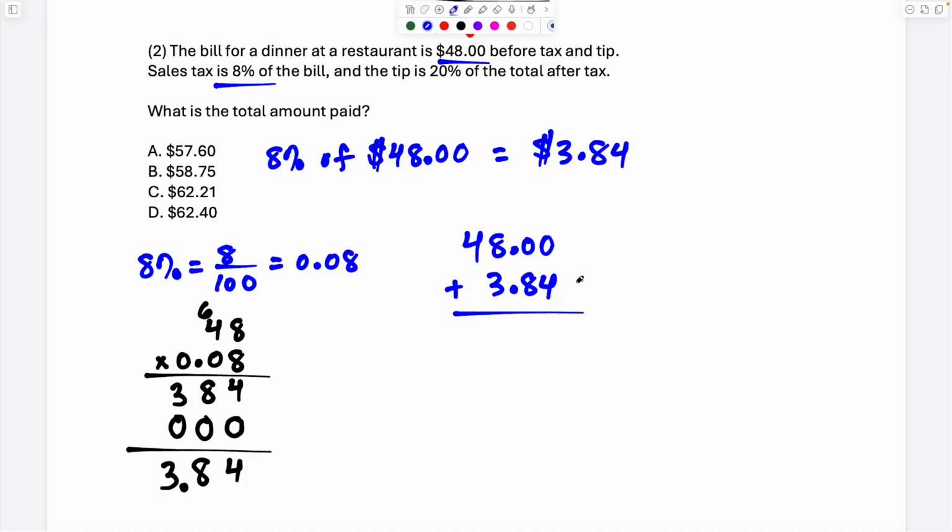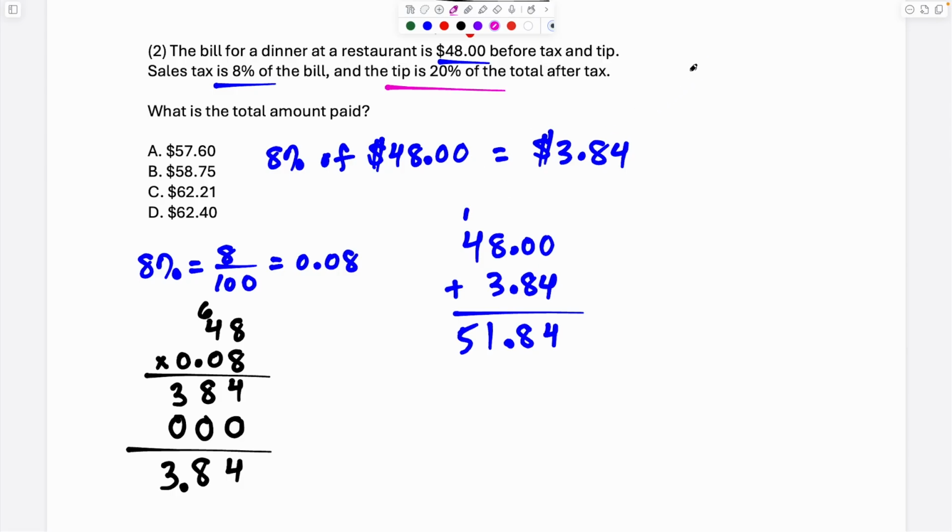Okay, so we're going to add these together, and we have 0 plus 4, 0 plus 8. 8 plus 3 is 11, so we put a 1 and carry the 1, and then 1 plus 4 is 5. So after tax, the restaurant goers owe $51.84. So now next, what we're going to do is we're going to take the 51.84 and apply the 20% tip to this amount here.